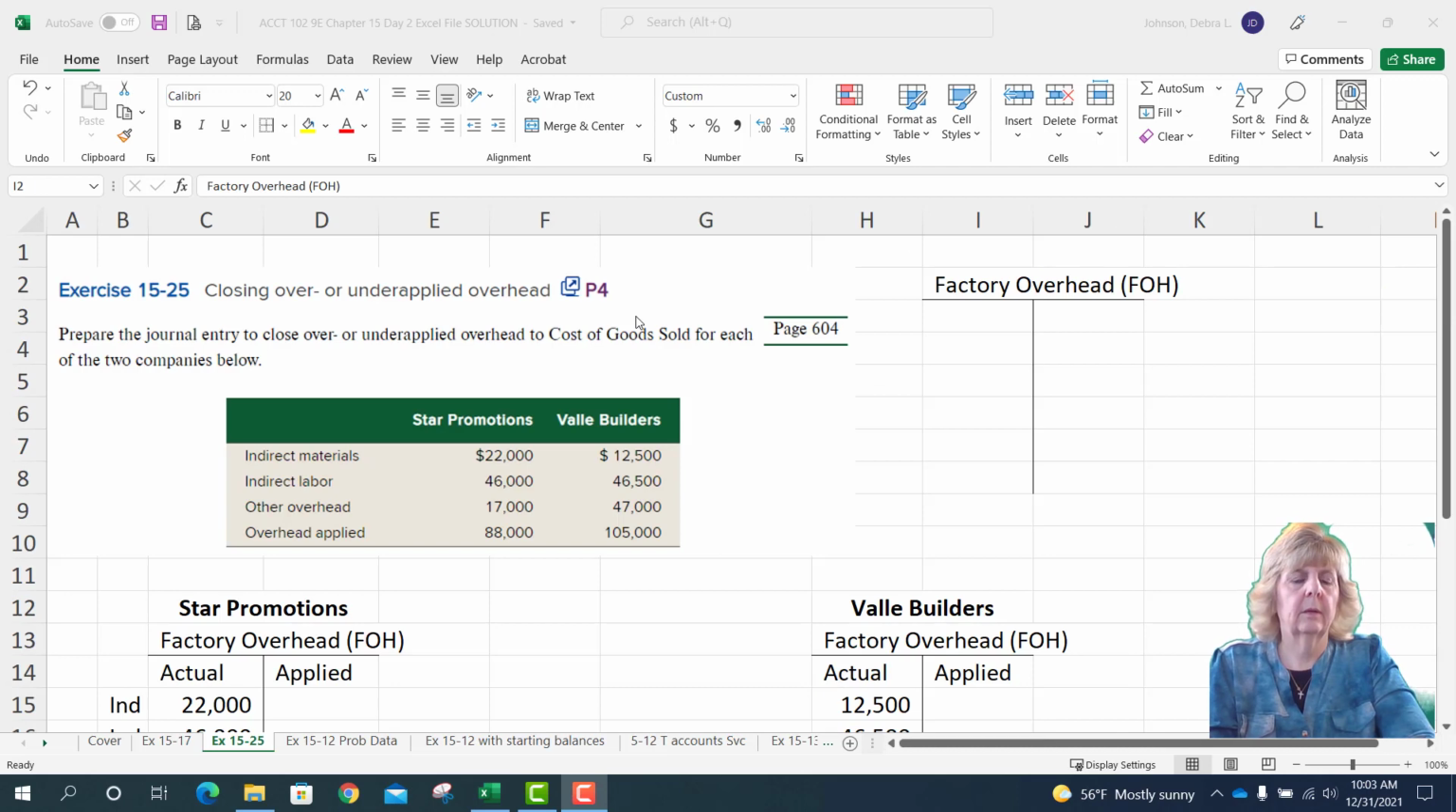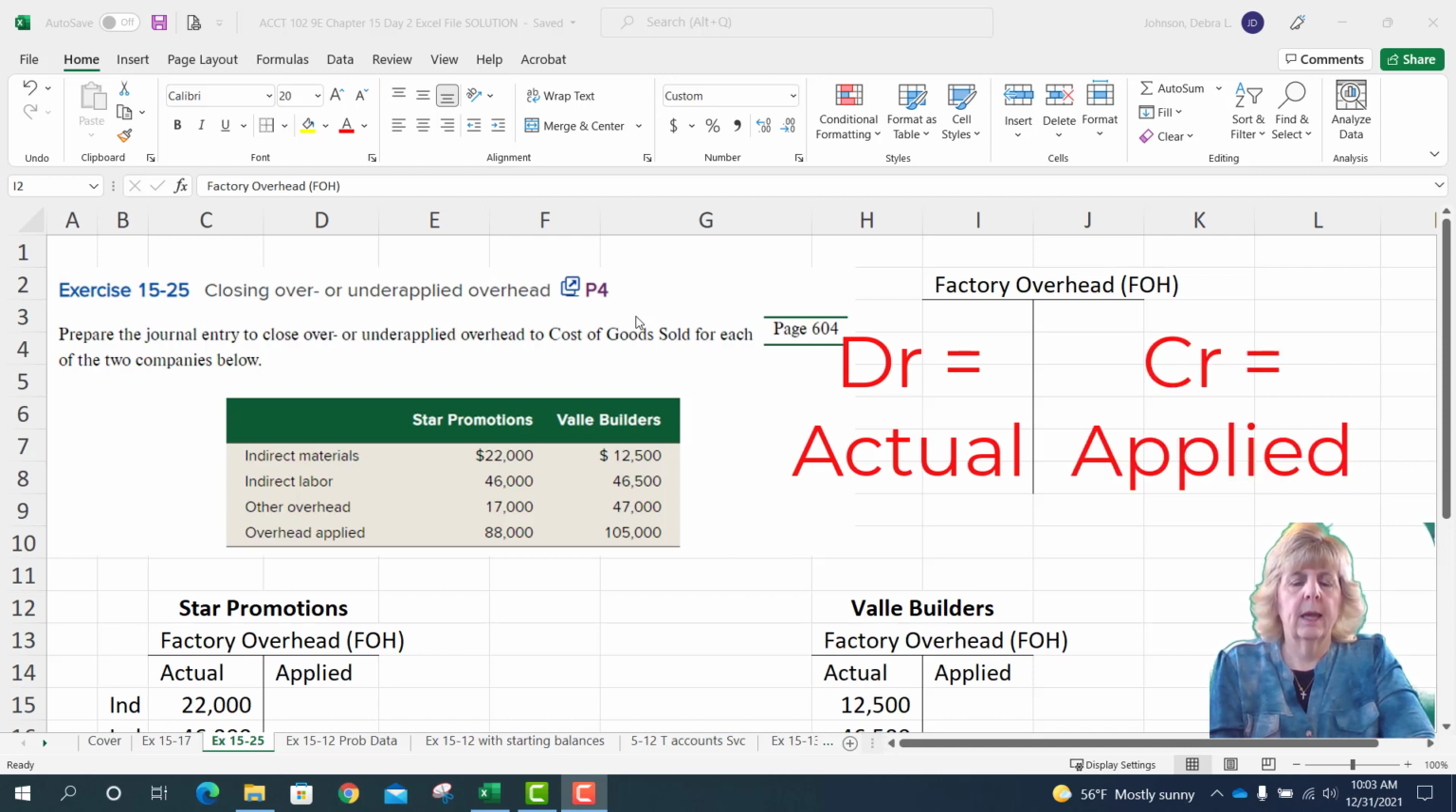Let's move on. This problem will once again take an in-depth look at the factory overhead account. The new part of this problem will be to cover what we do when at the end of the period we have a balance left in the factory overhead. Recall that debits equal actual overhead and credits represent applied overhead.